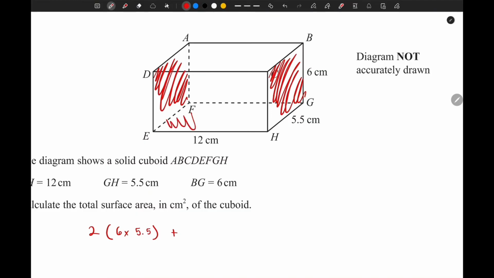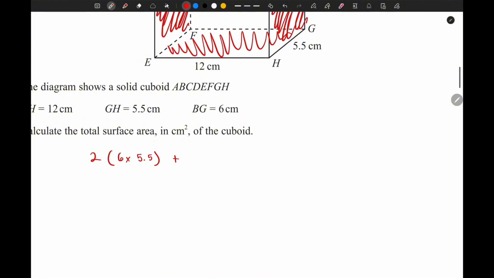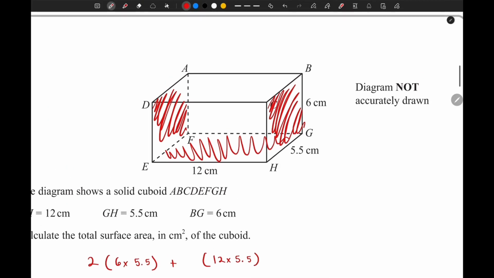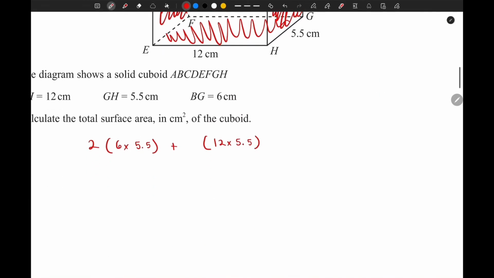And for the bottom rectangle, the area would be 12 times 5.5. Now there's an identical rectangle at the upper part, so this will be multiplied by 2 also.